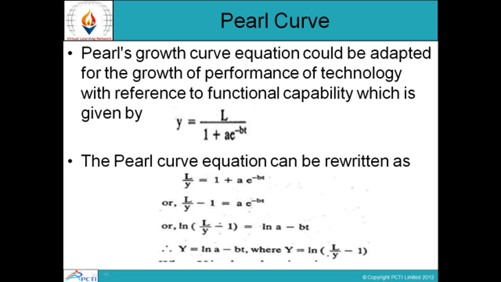Here L is the upper limit of growth, the extent of that growth. t is time, and a and b are considered constants. y has an initial value at t = 0. That is what is basically used. The Pearl curve equation can be rewritten in this form.